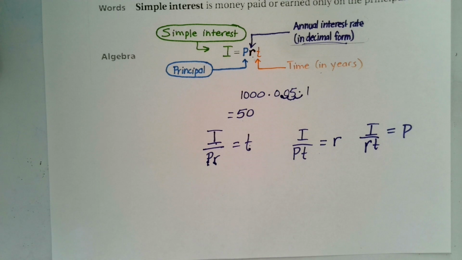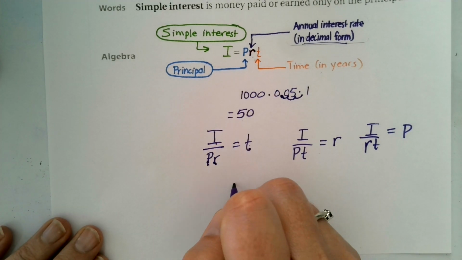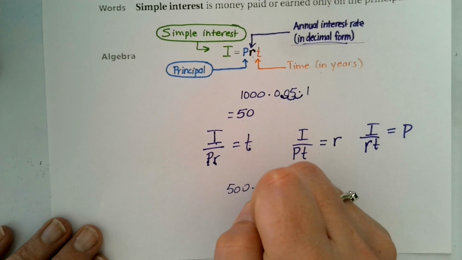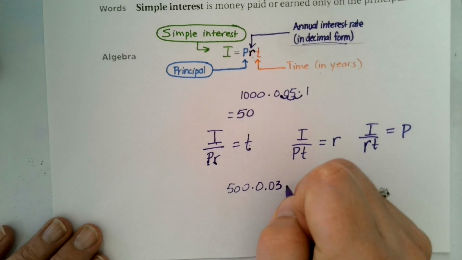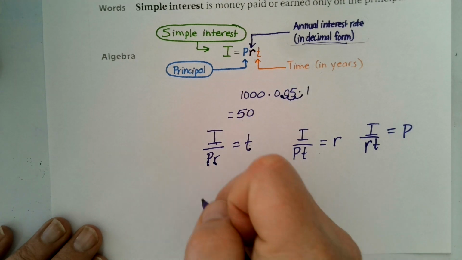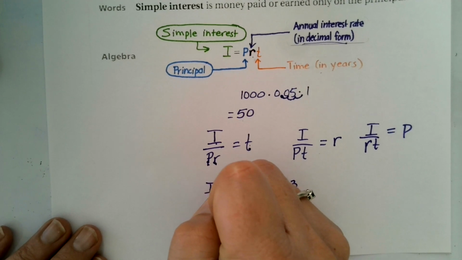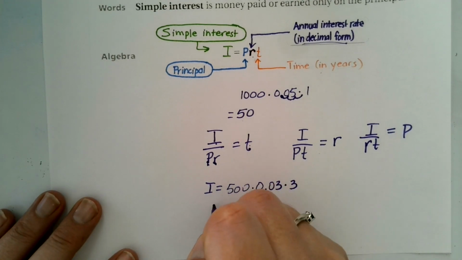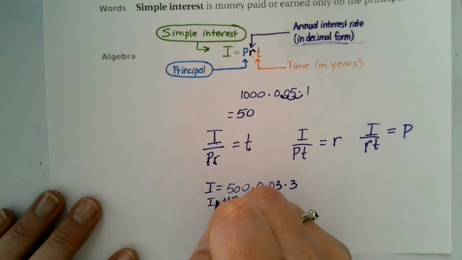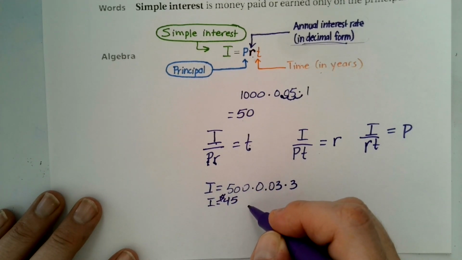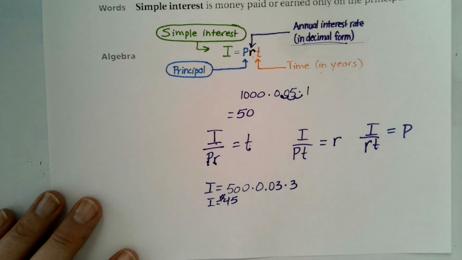So here's our simple interest formula. If you put $500 into a savings account, that's your principal, and you earn 3% simple interest, 0.03, and you keep it in there for 3 years, how much simple interest would you earn? So let's multiply it all together and find out. You would earn $45. So that's not bad. For not really doing anything, just letting your money work for you, you earn some money.